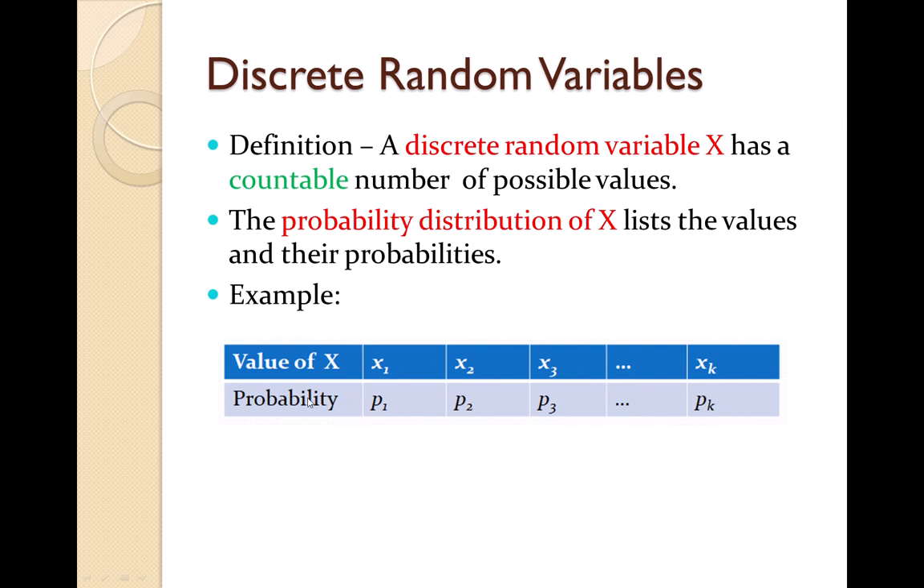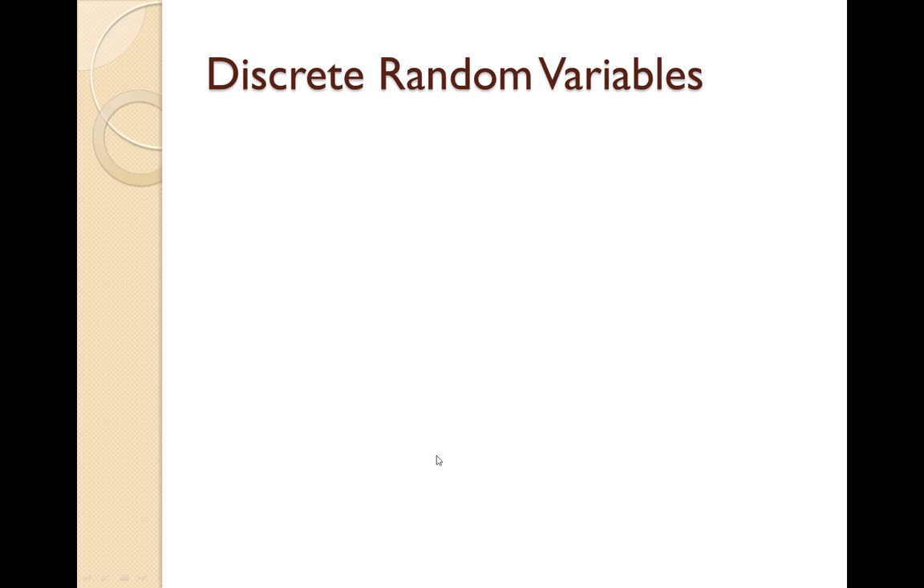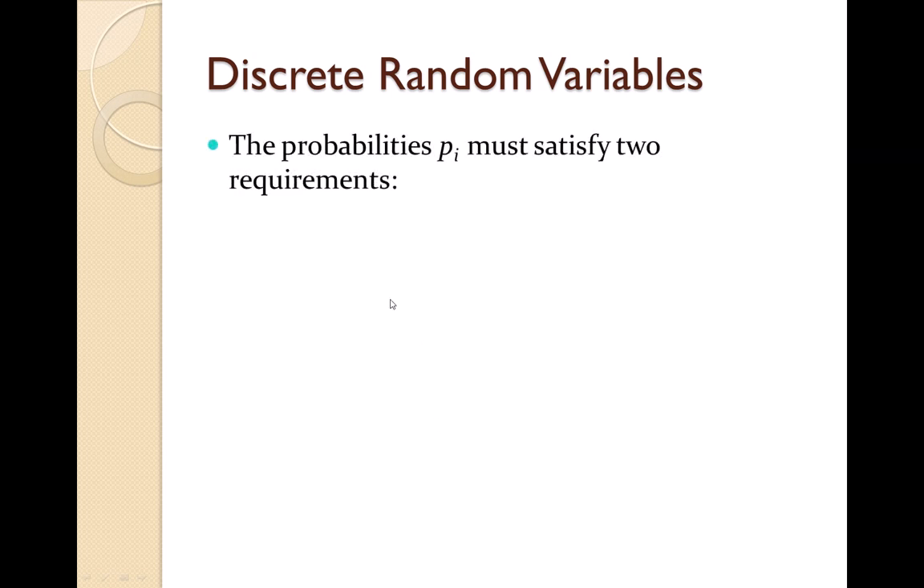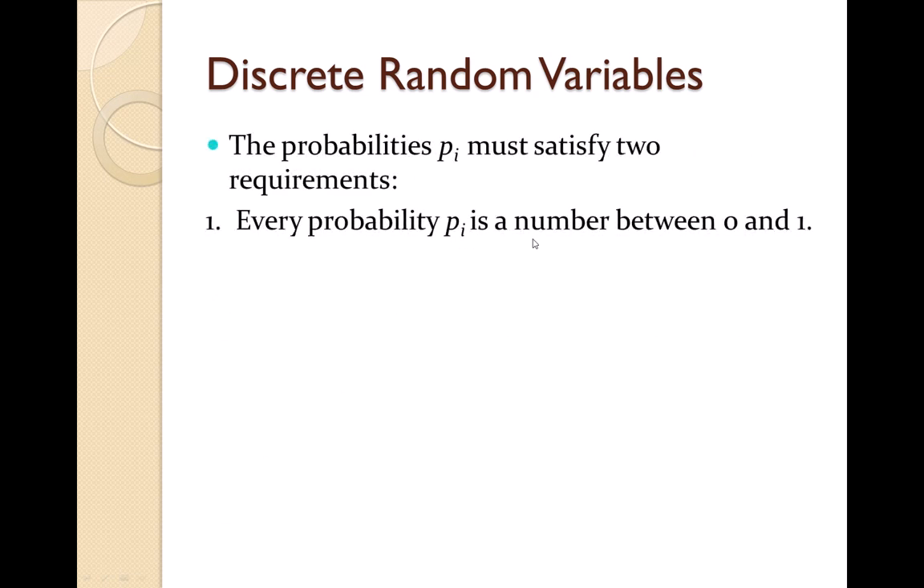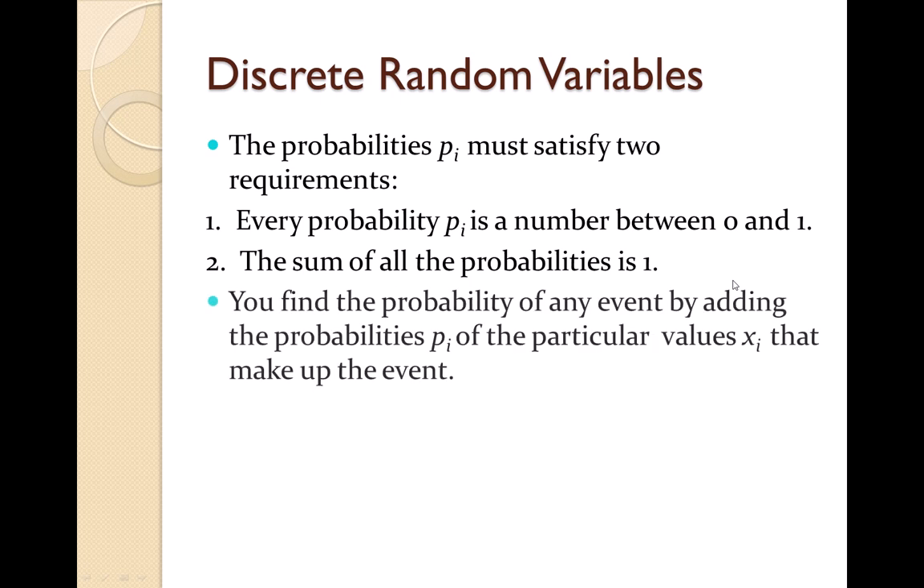So all of these should add up to 1. Well, we'll get to that. So the requirements: the probabilities, the P sub i's, must satisfy 2 requirements. All of these will be your little P sub i's, the probabilities for the individual outcomes. They have to each be a number between 0 and 1, so they meet the rules for probability. And if your table is complete and it shows a complete sample space, the sum of all of your probabilities should be 1.